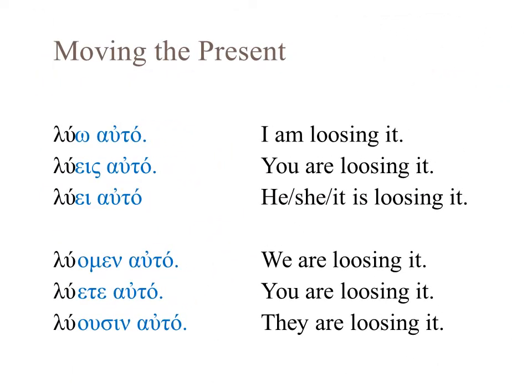So let's do a little bit of moving forward. Let's move from the present and move into the future. This is the conjugation of the present active indicative, luo, lueis, luei. And we made a sentence here with auto, it, afterwards. So the sentence was luo auto, I am loosing it, with the continuous form, I am loosing, in the present.